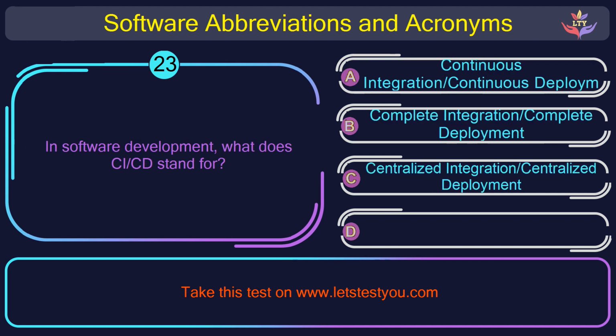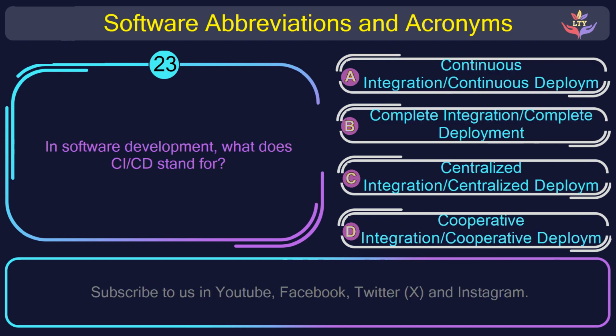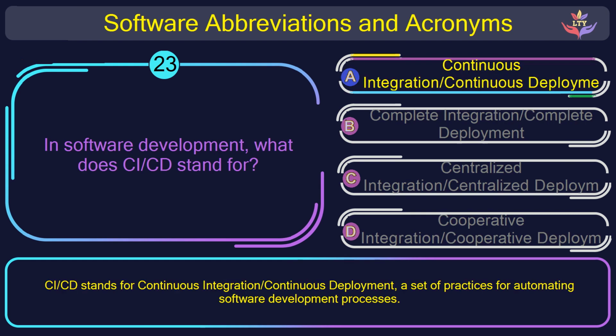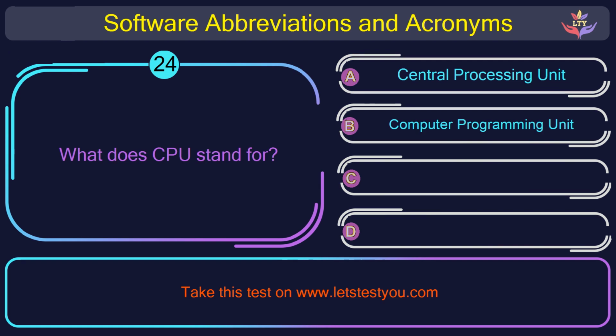Question number 23. In software development, what does CI/CD stand for? The correct answer is option A. Continuous Integration Continuous Deployment. CI/CD stands for Continuous Integration Continuous Deployment, a set of practices for automating software development processes.